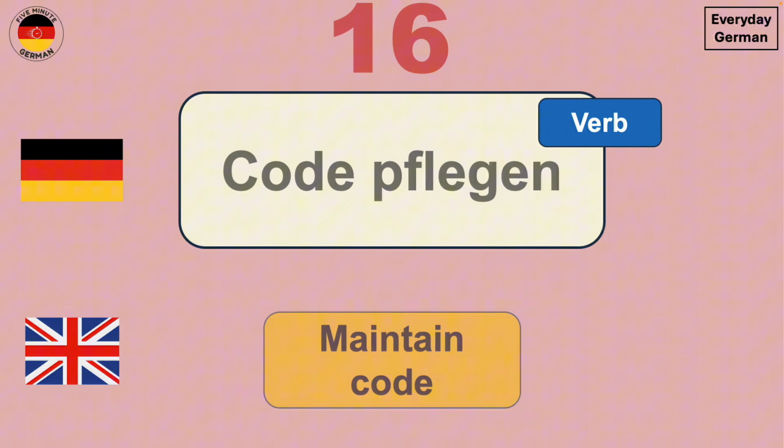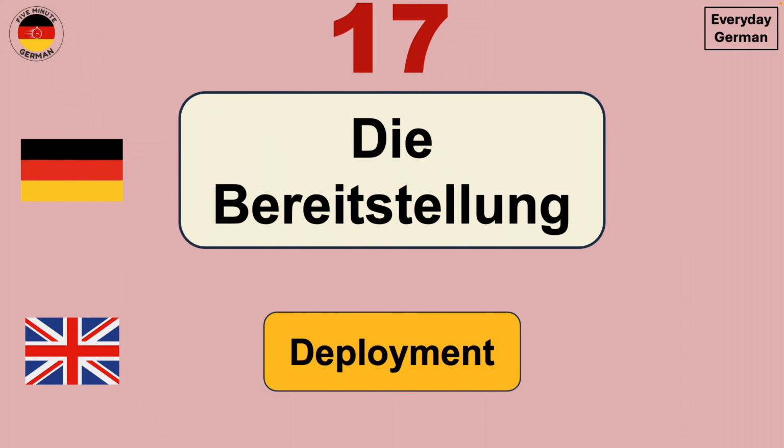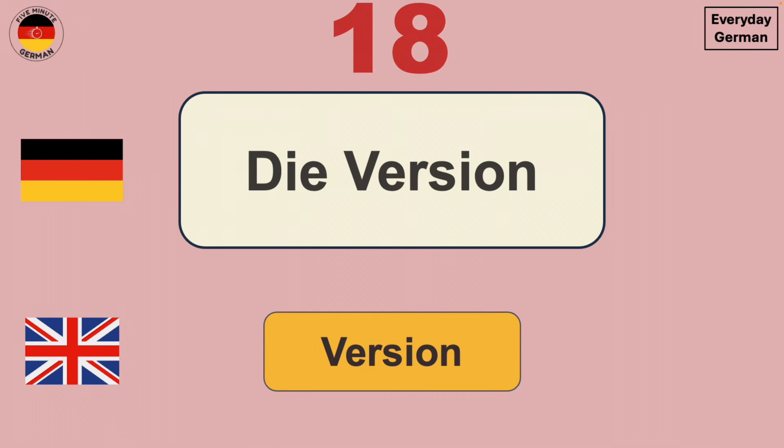After that we have Code pflegen, which means to maintain code, Code pflegen. This is when you add new features or new functionality to your code, then you have to maintain it so that you don't have any errors. The next word is die Bereitstellung, which means deployment, die Bereitstellung. After that we have die Version, which means version, die Version.